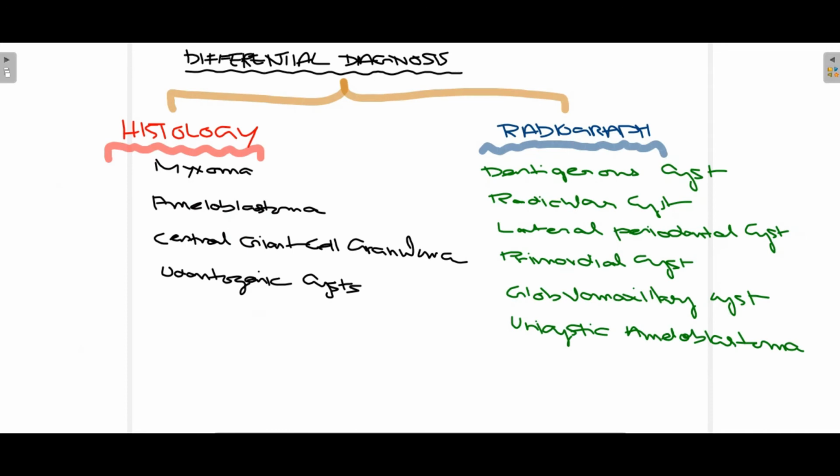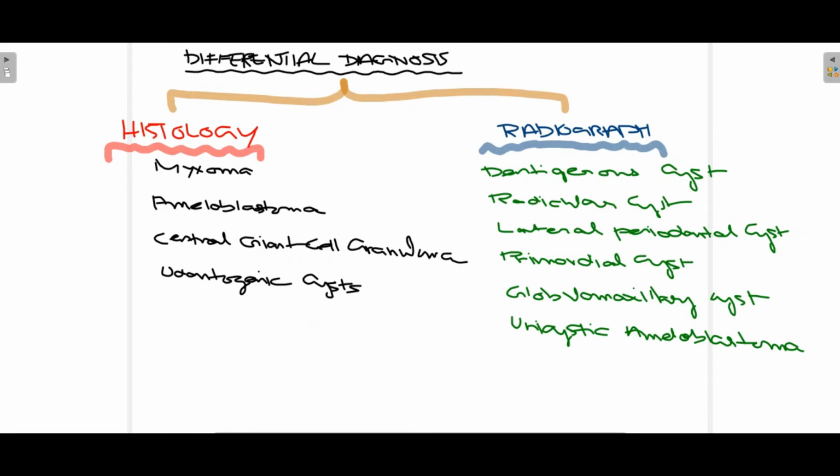So far we have talked about histological features of OKC, radiographical features of OKC, and clinical features of OKC. Now let's talk about the differential diagnosis which we can come up with when we are suspecting OKC, or other features which might make our definitive diagnosis a bit difficult. So let's divide it into two parts. Firstly, we can arrive at differential diagnosis by looking at the histology. If we look at histology, the differential diagnosis includes myxoma, ameloblastoma, central giant cell granuloma, and odontogenic cyst.